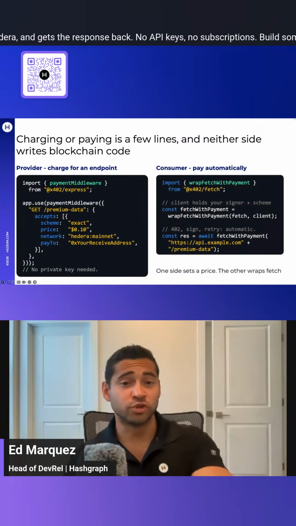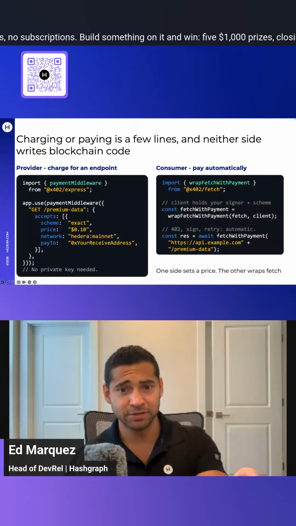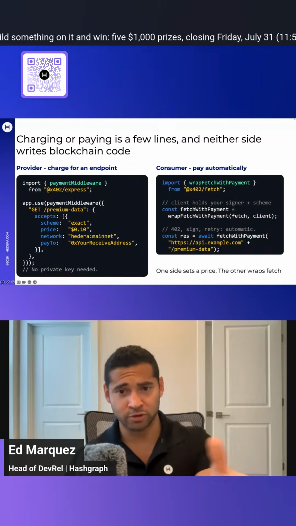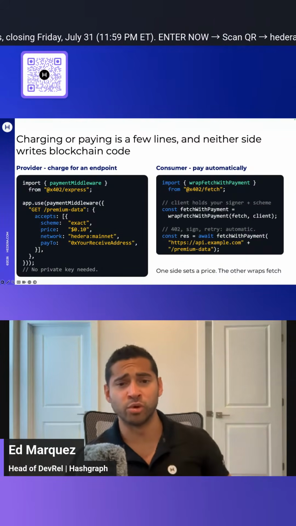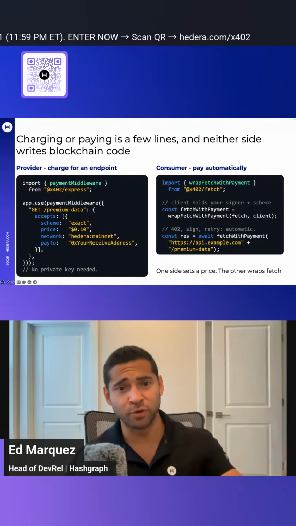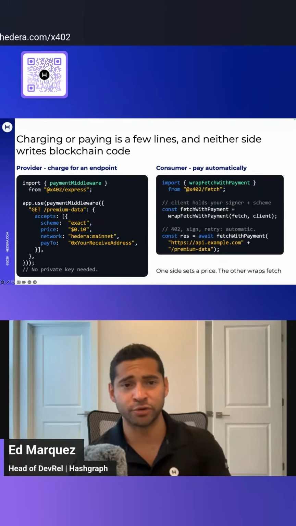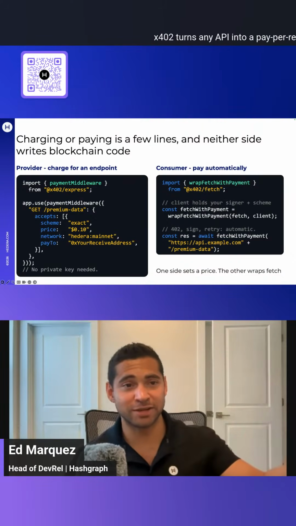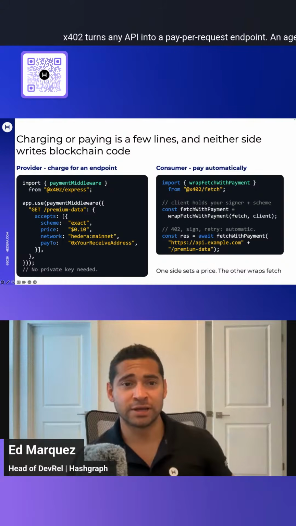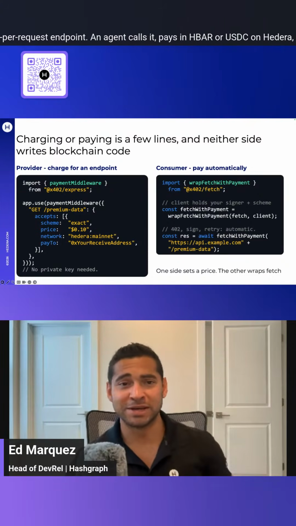And then on the consumer side, if you're paying, you simply wrap your HTTP client, you give it a signer or wallet, and then you can just call the URL as you normally would. And then the 402, the signing, the retry, all of that is going to happen automatically under the hood with these few lines. So yeah, that's the whole deal. One side sets the price, the other side just wraps a fetch, and neither one has to worry about a blockchain node.